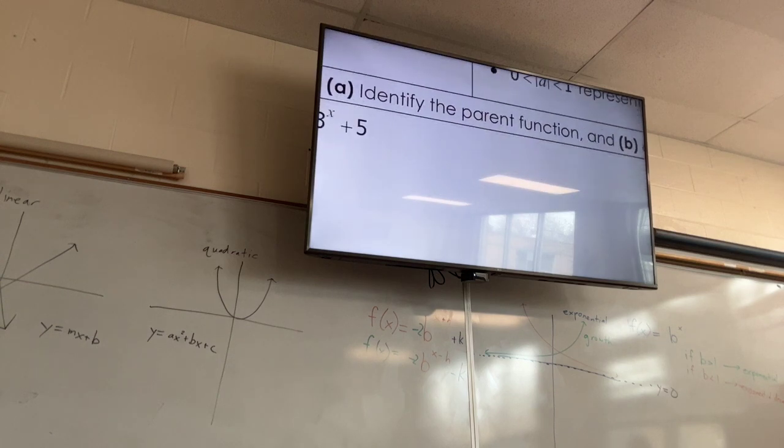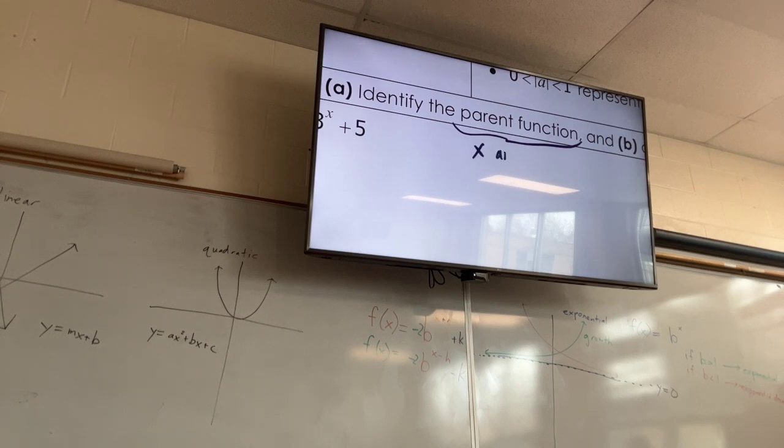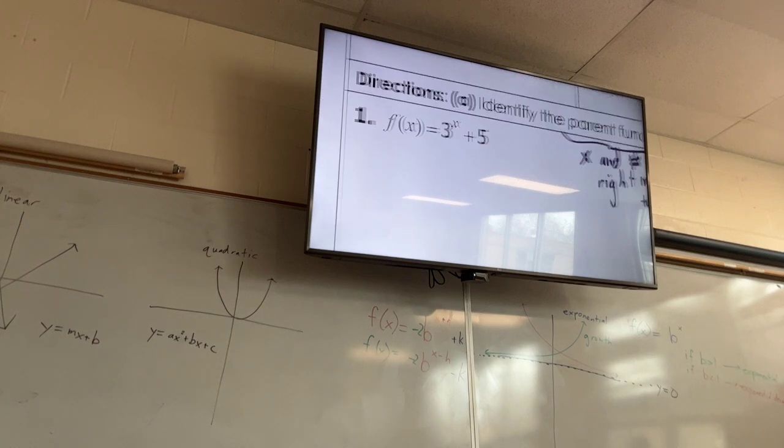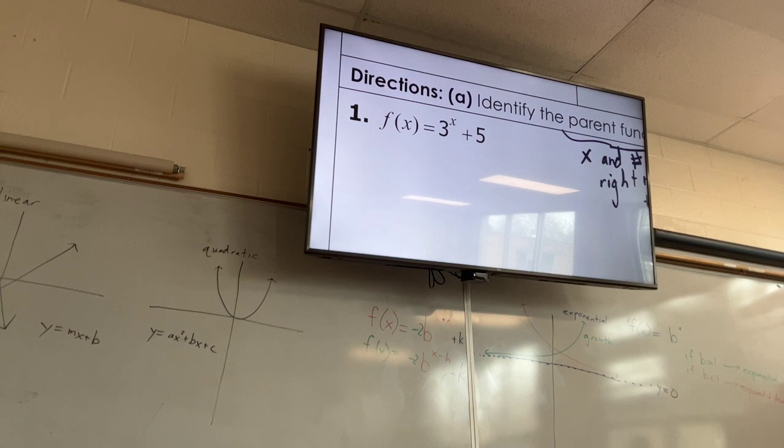So the parent function, it says identify the parent function. That's just going to be the x and the number right next to it. Let's call that p of x. So what would p of x be here? We're just going to keep x and then the number that's right next to it. So the parent function is just 3 to the x. Okay?